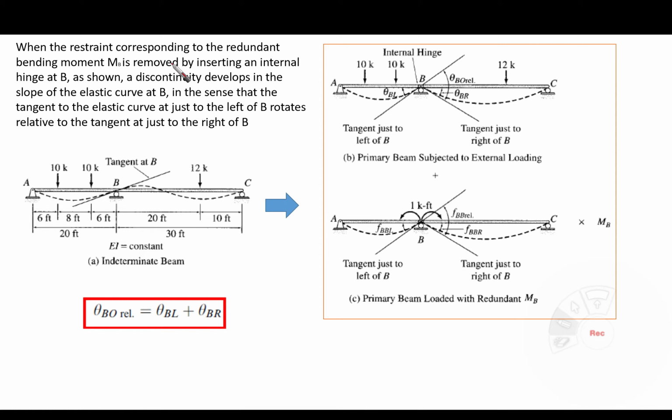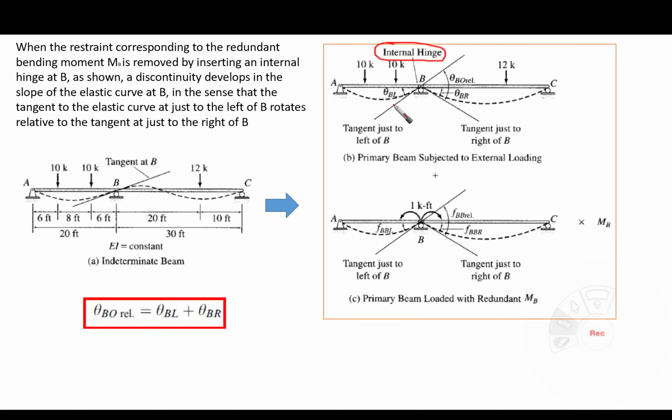When the restraint corresponding to the redundant bending moment MB is removed, let's assume that we are going to remove the restraint here. Let's assume that there is no continuity in the slope here. We are going to introduce an internal hinge. This means that there is no continuity at point B.